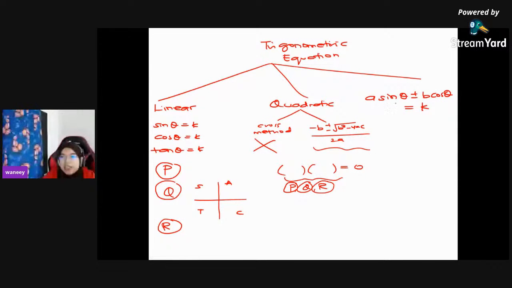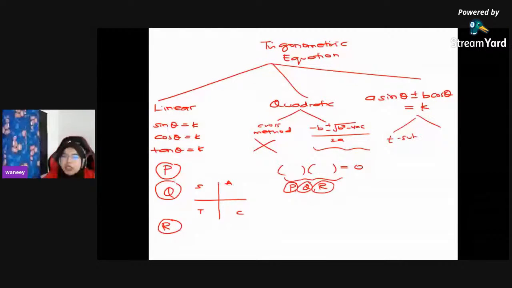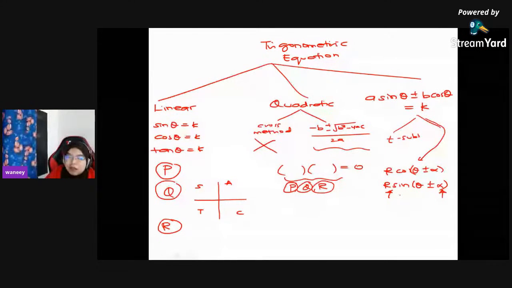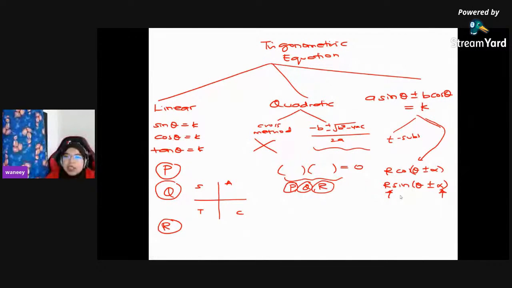Meanwhile, for A sine theta plus or minus B cos theta equal to K, we actually have two methods. The first one is the T substitution. Another one is what we are going to learn in lecture 4. Let me give it to you straight away. We are either using R cos of theta plus or minus alpha, or R sine of theta plus or minus alpha, and we are going to calculate the value of R and the value of alpha. That is our aim.